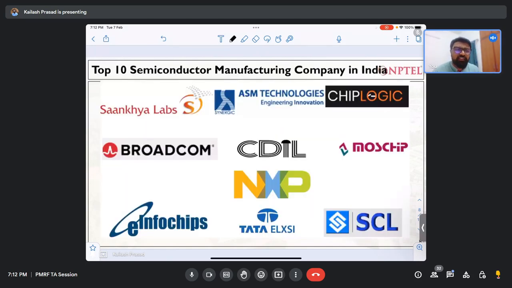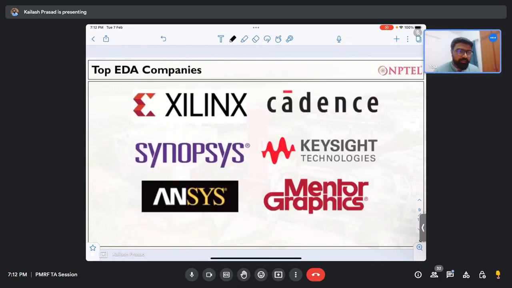Now, if we talk about some of the companies in India, right? There is Sankhya Lab, then we have SM Technology, Chip Logic, Broadcom eInfochip, which is based in Gujarat itself, and we have our foundry, which is called SCL. Right, and they also have design centers available. Why I'm showing this is one of the questions I will answer after this slide. The thing is, you might end up working with one of these companies, right? After doing this VLSI design course and a couple more courses, you'll be applying to one of these companies, right?